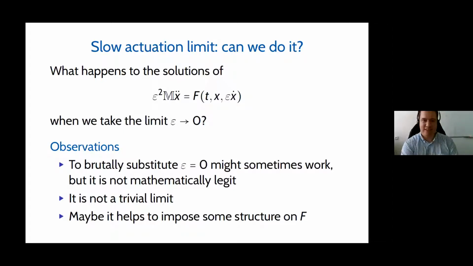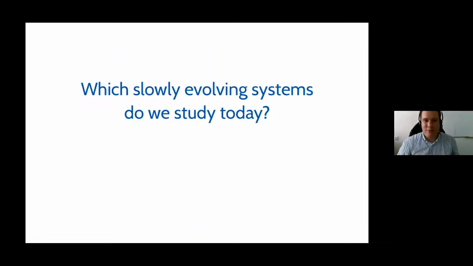But it's not something that as mathematicians we can do just by taking the limit in this way. And actually it's not a trivial limit. How do we study a limit with a coefficient that goes to zero in front of the highest derivative in a differential equation? So this would be the topic today. And maybe it also helps to consider some specific choice of F, some specific structure of F. Okay, so which structure of F do we consider today?